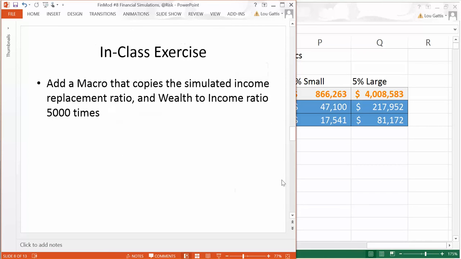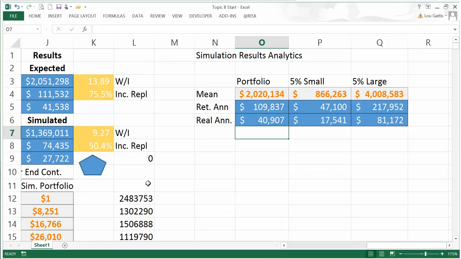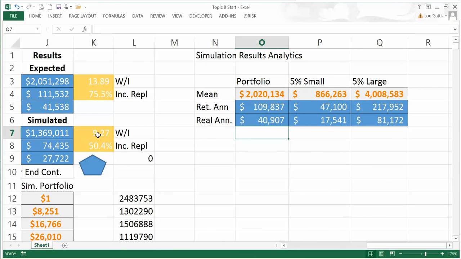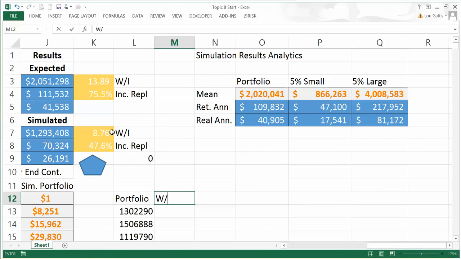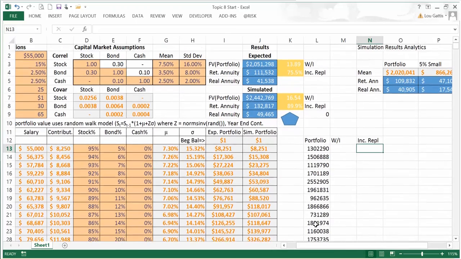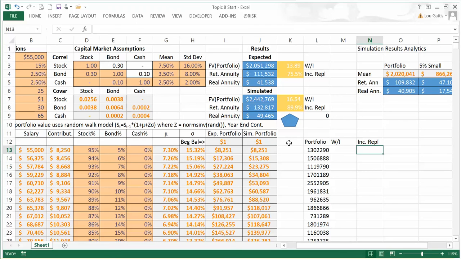So that's simulation. One little exercise we could do in practice of using macros is we could try to change our macro to also keep track of these other simulated variables, say wealth to income. So this is portfolio value. But what if you want to track wealth to income and income replacement? Well, I'll need to keep track of where everything is. That means every time I hit F9, I get a new wealth to income and new income replacement.